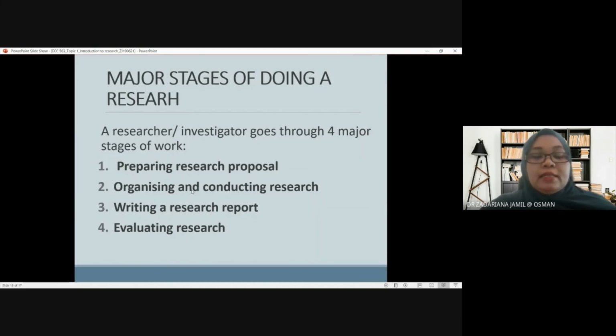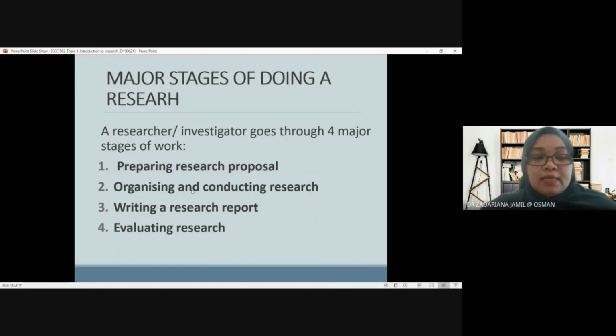Secondly, organizing and conducting the research, so you need to do the research. For example, if you do some lab research by doing experiments, you need to go to the lab and do the experiments. If you do some research doing a survey, you need to do the questionnaire and do the survey. So this is the second one, which is organizing and conducting the research.